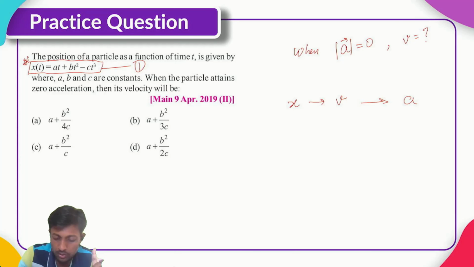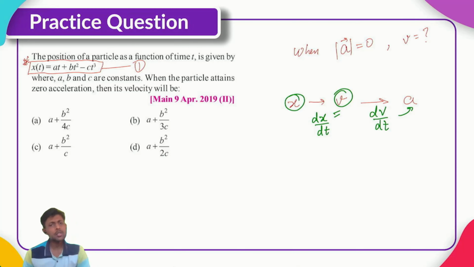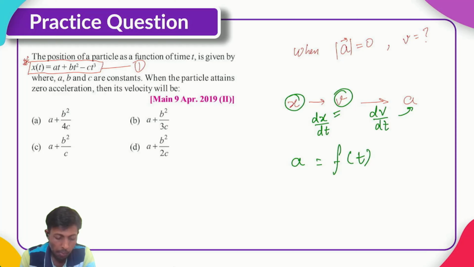And we know how to do this. Because if you know x, you just differentiate it once. You do dx by dt. Differentiate it once with respect to time, you get velocity. And if you know velocity, you do dv by dt, you get acceleration. Yes or no? So this is what we are going to do. Once we have the expression for acceleration, then we'll use this information: when the particle attains zero acceleration, then we'll equate it to zero and find out the time.